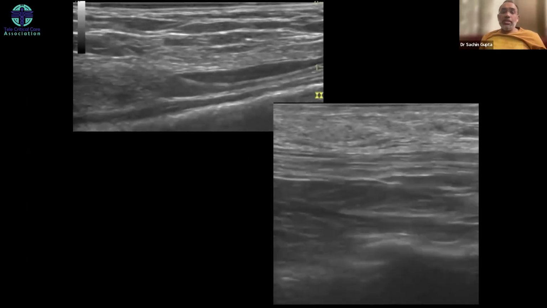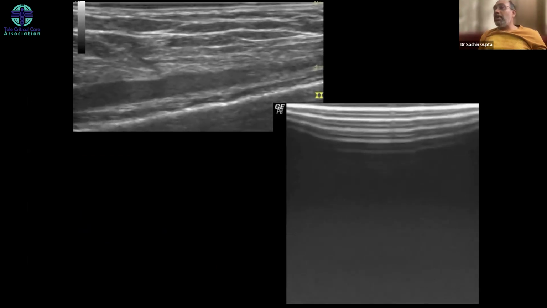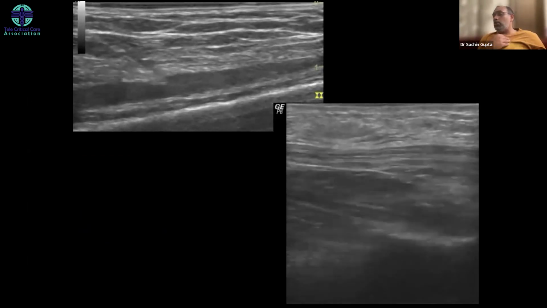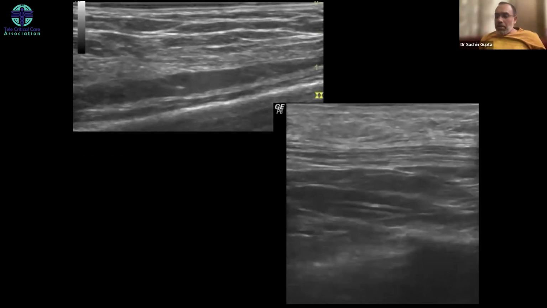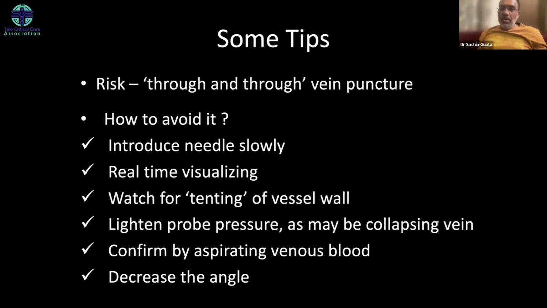The guide wire is there, and this PICC line that we are seeing in this second video is in the subclavian vein, right? We understand that the PICC line will go through the medial cubital and then it goes to the subclavian. So we have confirmed the placement in the subclavian vein as well. We know the pitfalls. If you are not identifying the vessel correctly, obviously, then you are bound to have some failure.